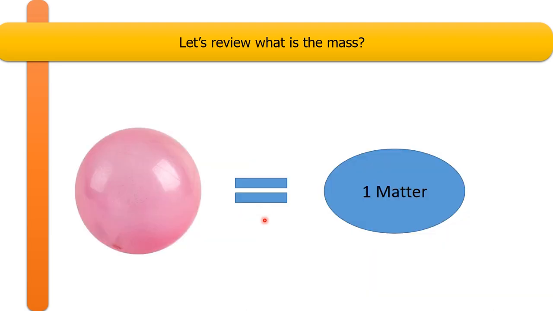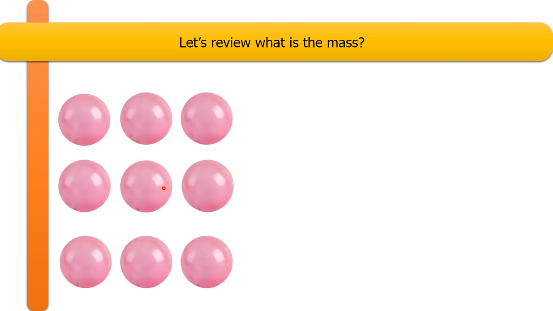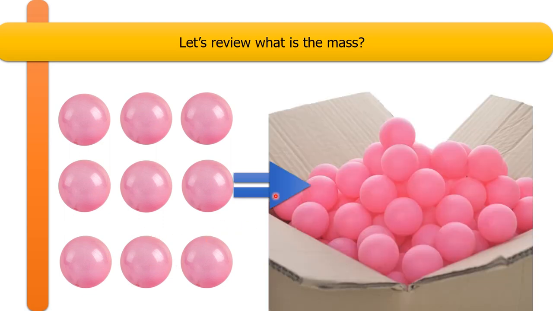Remember with me now. Suppose that we have a ball, and this ball is a matter, right? We will consider that this ball is one matter. Now if we have a lot of balls, here we have 9 matters, right? The summation of these balls will be a lot of balls. We have here a box that contains a lot of balls.